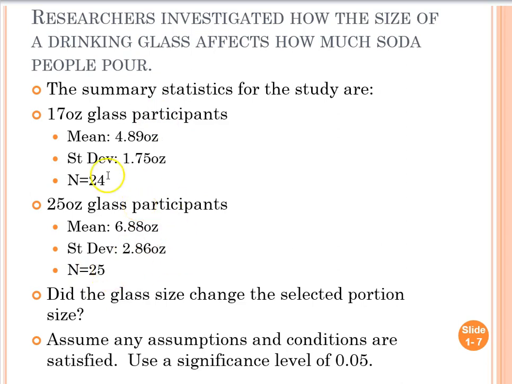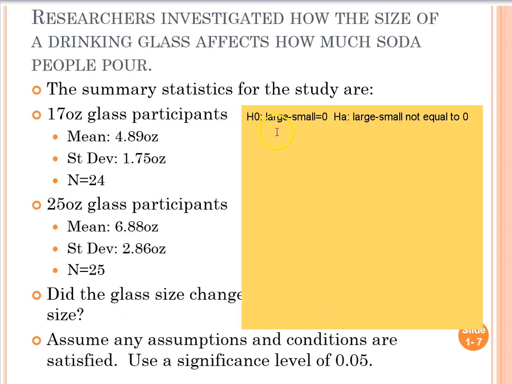Again, it doesn't matter that we're using two different sample sizes. Our tests account for the difference in these sample sizes. You can see that the sample average for the large glass users is higher than the small glass users. Now, this may just be because of sampling variation, so we want to test to see, did the glass size change the selected portion? That is, is there a statistically significant difference between how much these two pour?